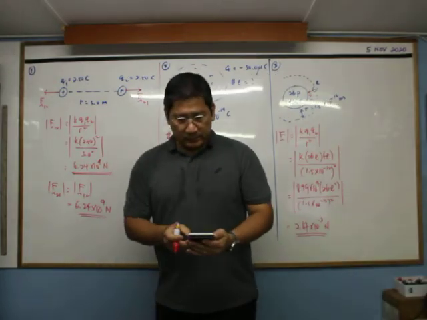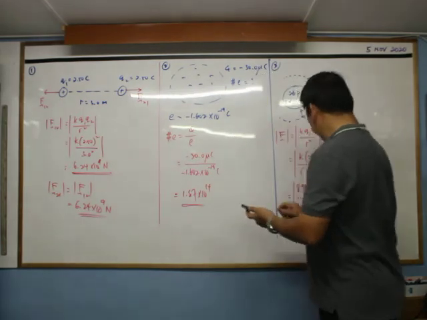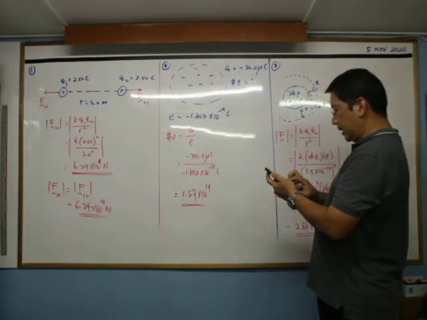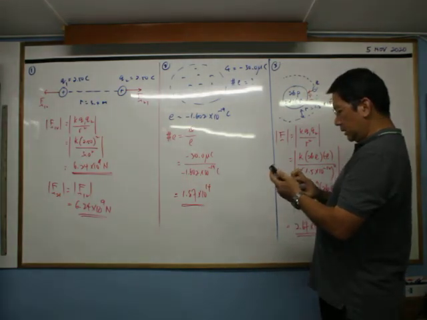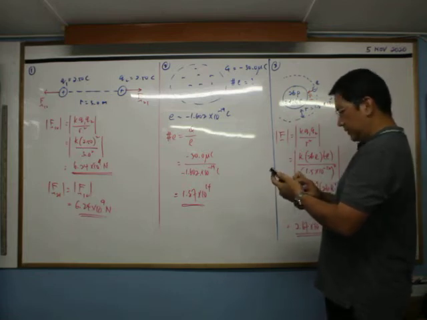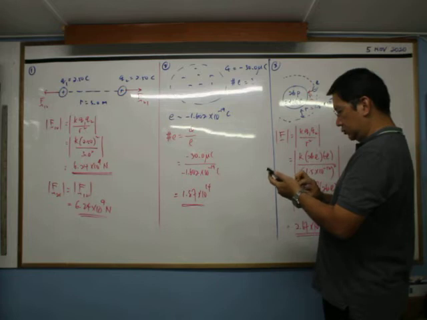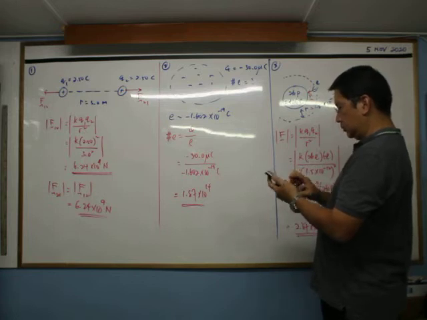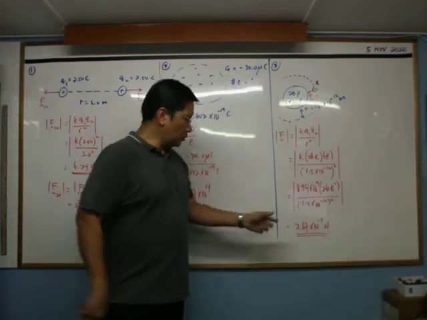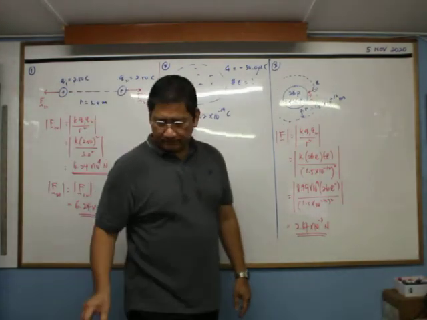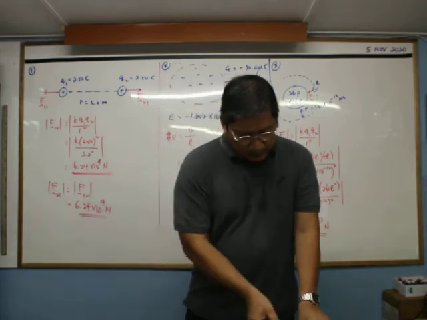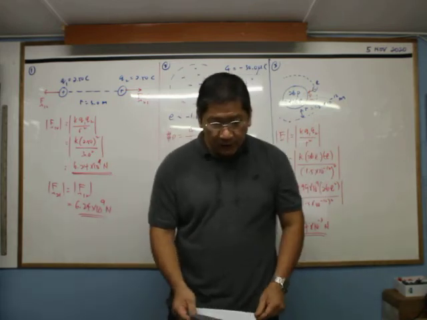Okay, so let me check again the answer. 8.99 10 to the power 9 multiply 26, and then multiply by the charge of electron, minus 19 square, and then divide by the distance, minus 12 square. Okay, correct. So it's 2.67 10 to the power minus 3. Alright, so that is the first 3 questions. Okay, next one, question number 4.